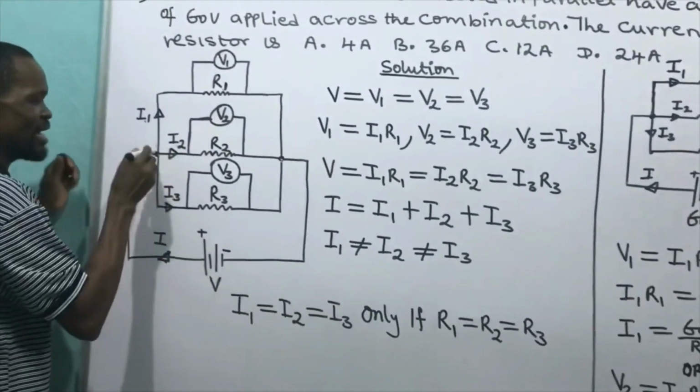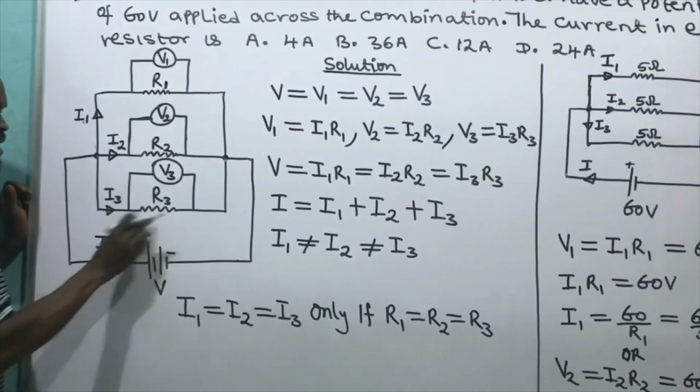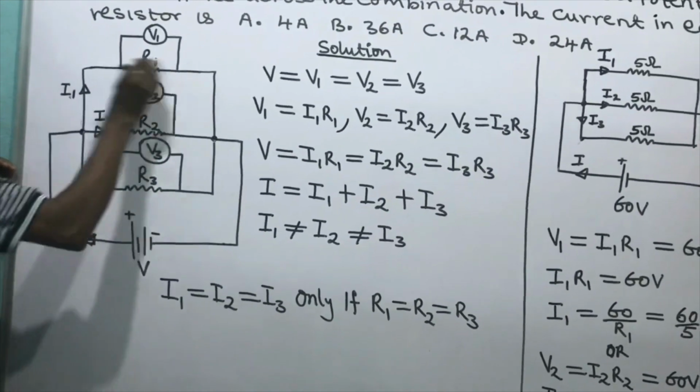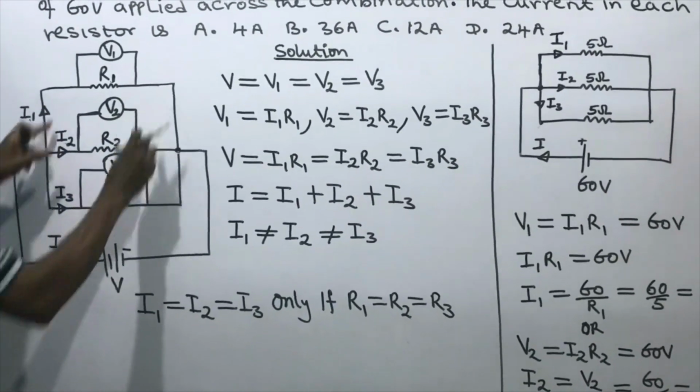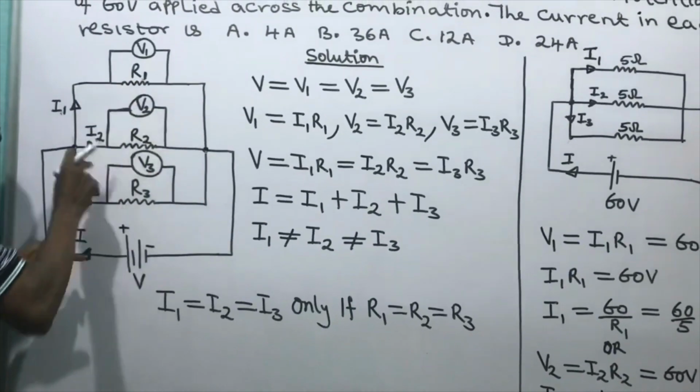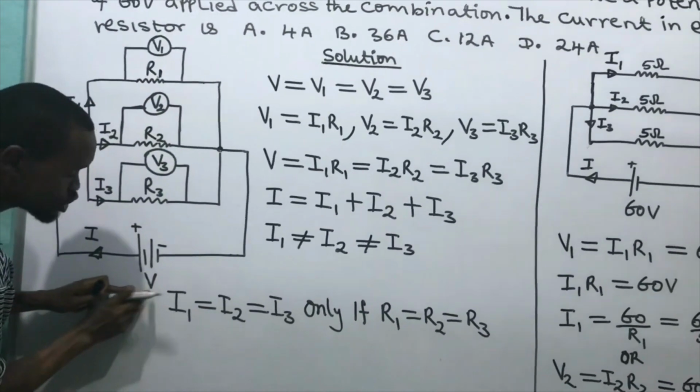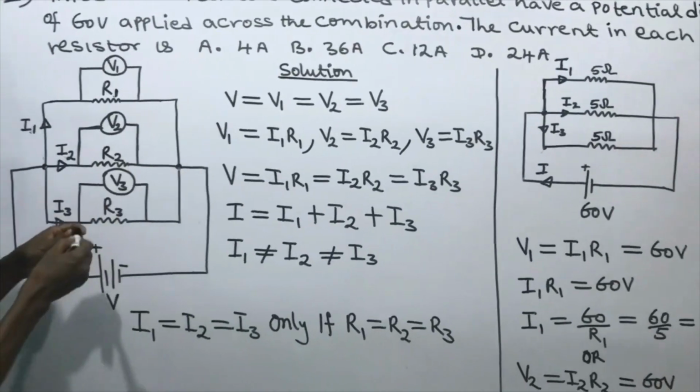Look at the end. This man taps from it, this man taps from it. So the voltage supply is the same. The voltage across each of these resistors is the same as what? The voltage supply. And that's what I started here to note for you.